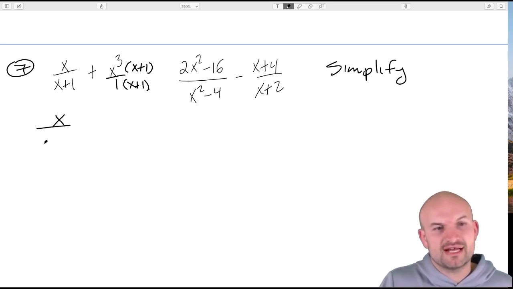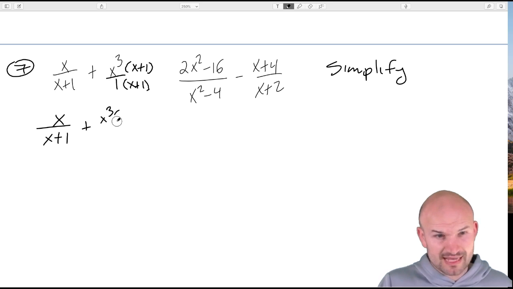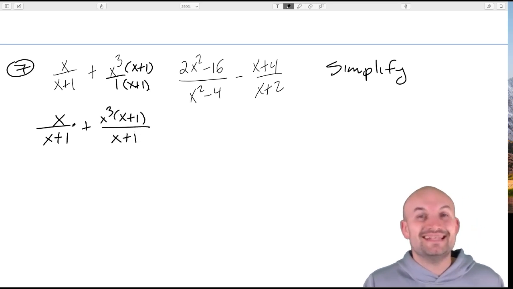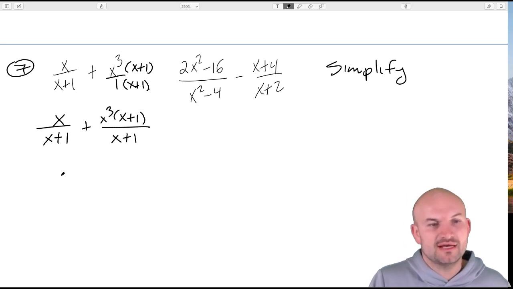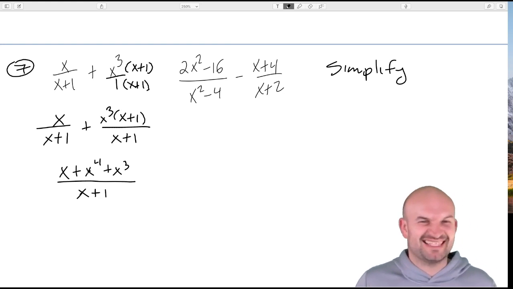So therefore on the left-hand side, I get x over x plus 1 plus x cubed times x plus 1 all over x plus 1. Now that they have the same denominators, I can just add this as x plus x to the 4th plus x cubed. And you could rearrange those, but for the sake of time, I'll just leave them as that.